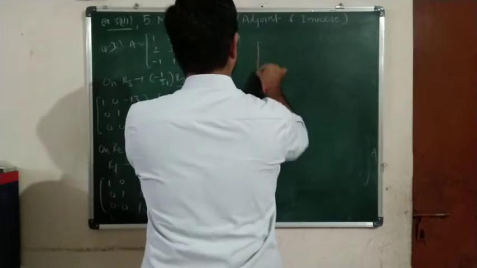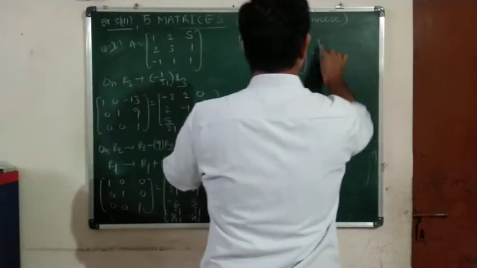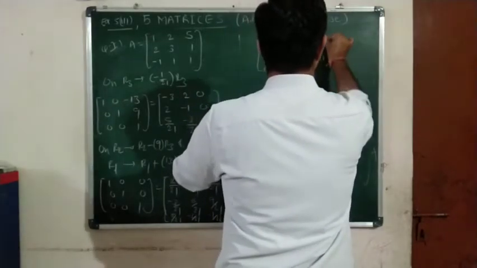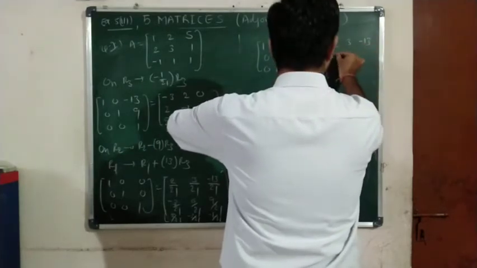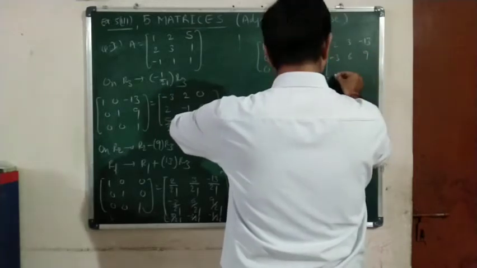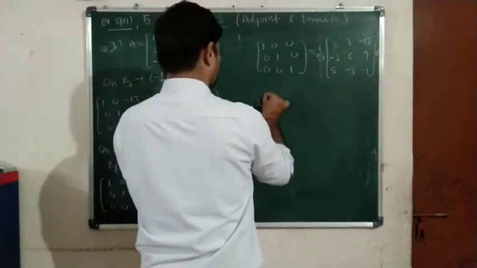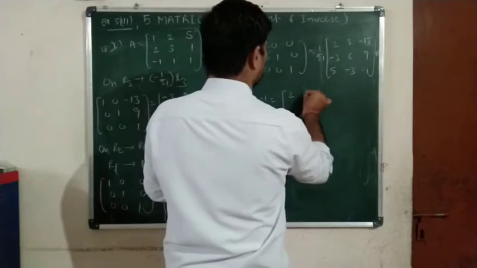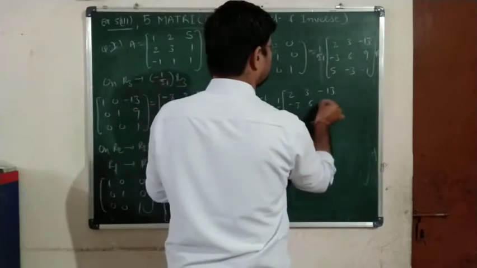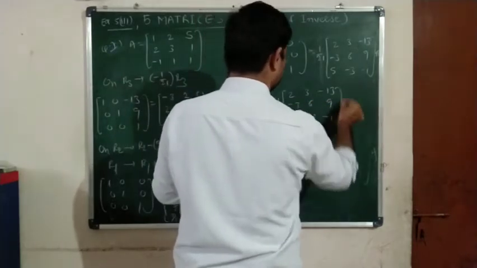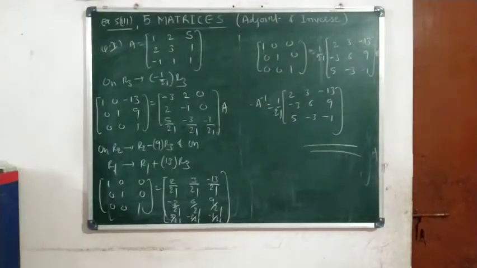Therefore, the identity matrix 1 0 0, 0 1 0, 0 0 1 is equal to 1 upon 21, which will be common, times 2 3 minus 13, minus 3 6 9, 5 minus 3 minus 1, into A. And therefore A inverse is equal to 1 upon 21 times 2 3 minus 13, minus 3 6 9, and 5 minus 3 minus 1. So this is the answer. I hope you have understood this method.